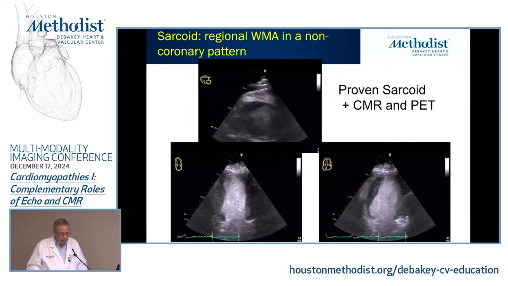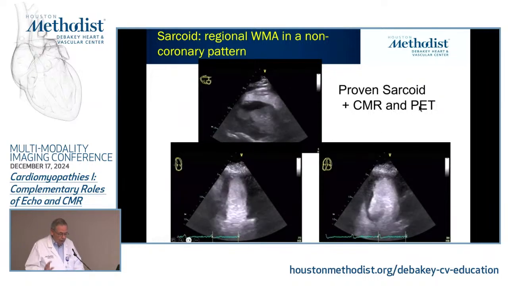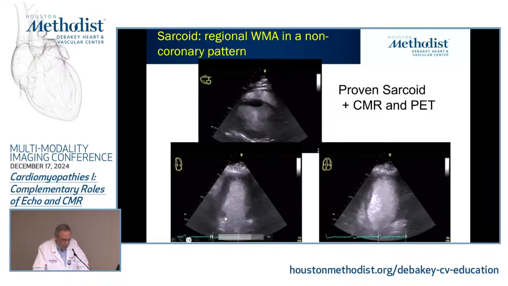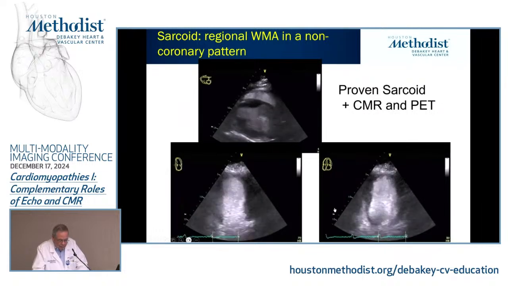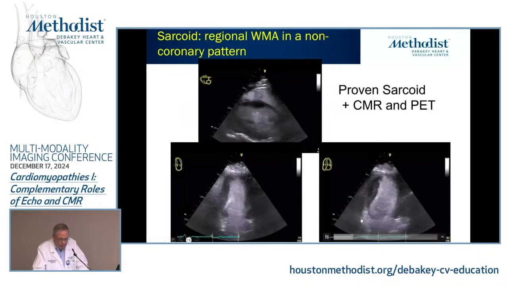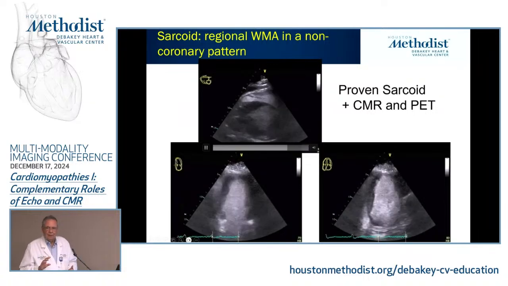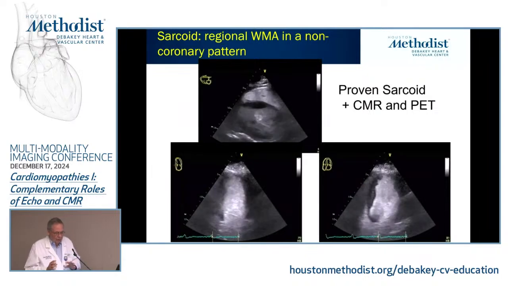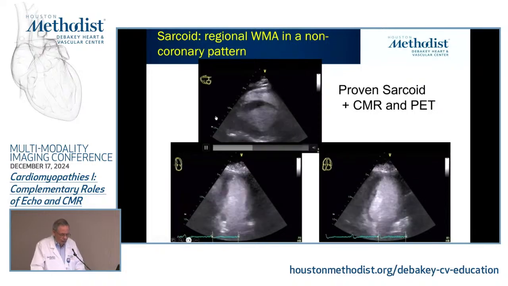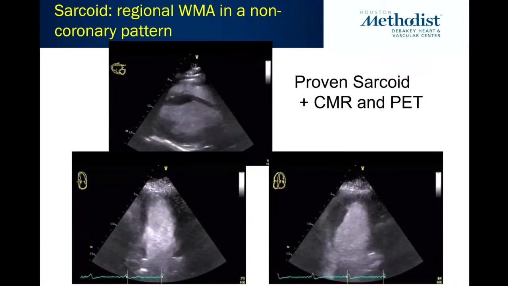This is a nice case we had recently with sarcoid, proven sarcoid, classic CMR and classic PET findings. And what it shows is a non-ischemic pattern of regional akinesis. So if you look here, this is not doing well. This is not doing well, okay? That could be a right coronary artery ischemia or infarction. But this is the anterior septum. That doesn't fit, right? So again, you're seeing a regional wall motion abnormality that doesn't quite hit one coronary artery, so you start wondering about something else. And this is a nice example of sarcoid.